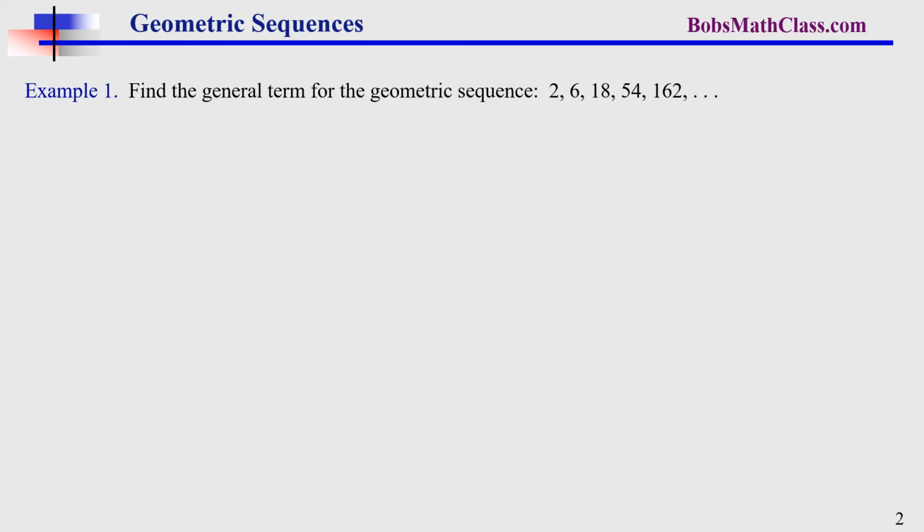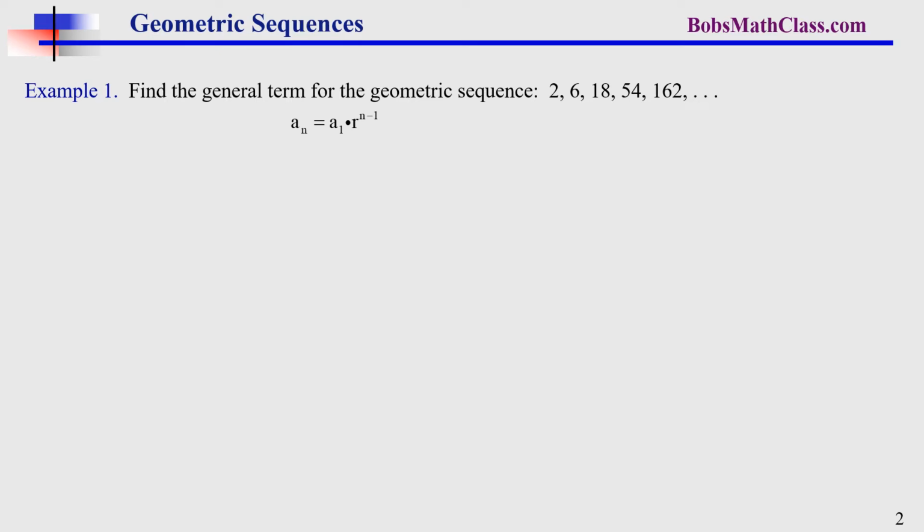So here's our first example. We have a geometric sequence 2, 6, 18, 54. You could probably look at it and recognize what r is. What number do you multiply by 2 to get to 6? What number do you multiply by 6 to get to 18?